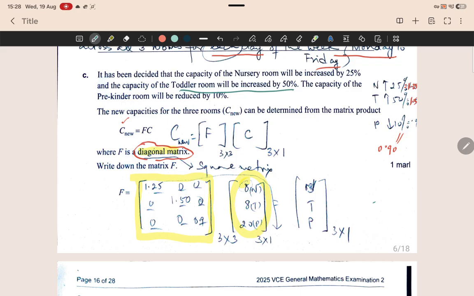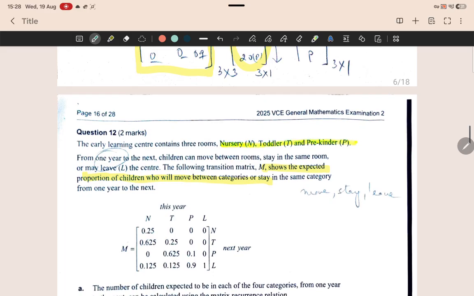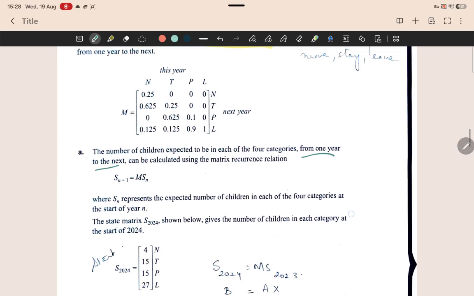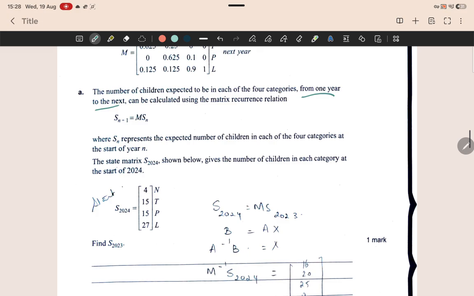Okay, now moving on to question 12. So these children are moving between these categories. The number of children expected to be in any one of the 4 categories from 1 year to the next can be calculated by this matrix relation.